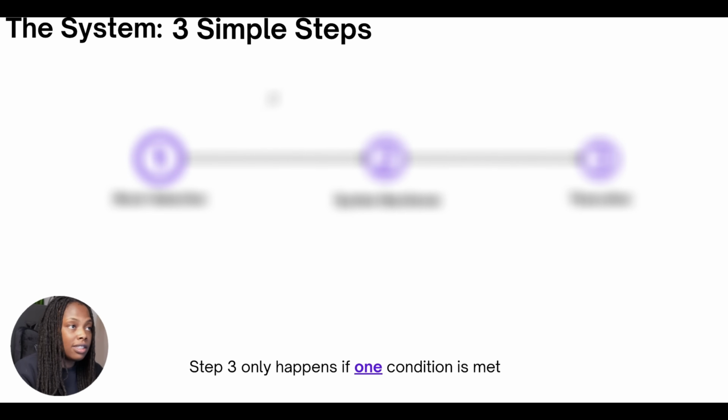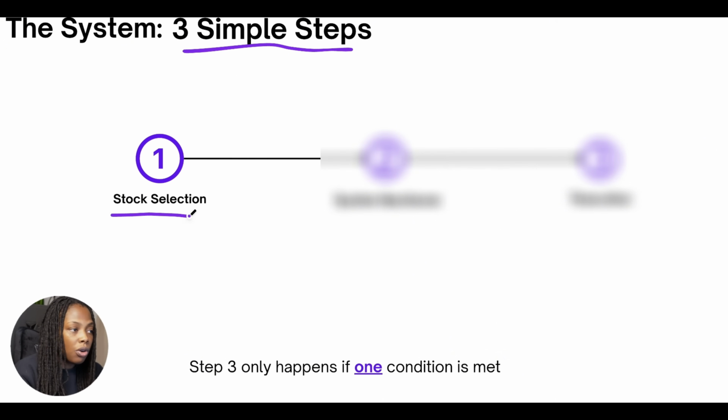Now, what is the system? We have 3 simple steps. Step number 1 involves stock selection. Stock selection is the key to high probability trades. If you choose the wrong stock, you've reduced your odds. Trading, it's all about odds and probability. So knowing which stock is trending, which stock has positive news or negative news that you can then take advantage of and trade in the direction that the market is pushing towards.